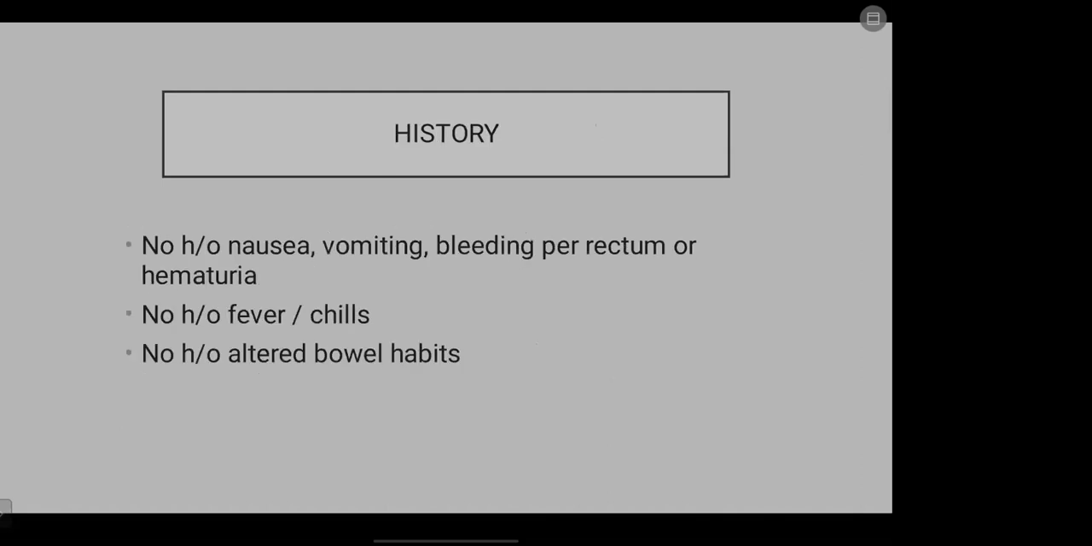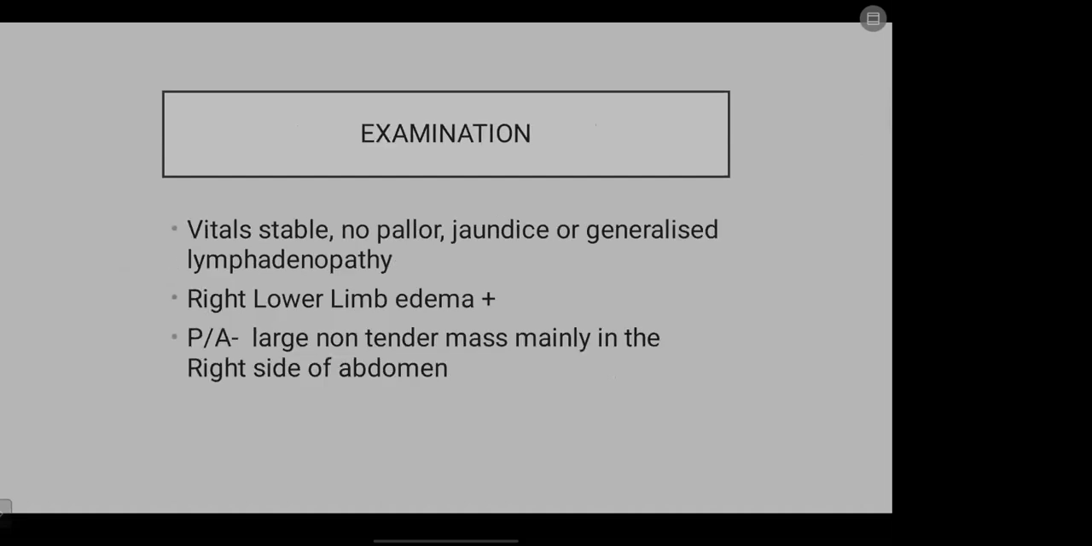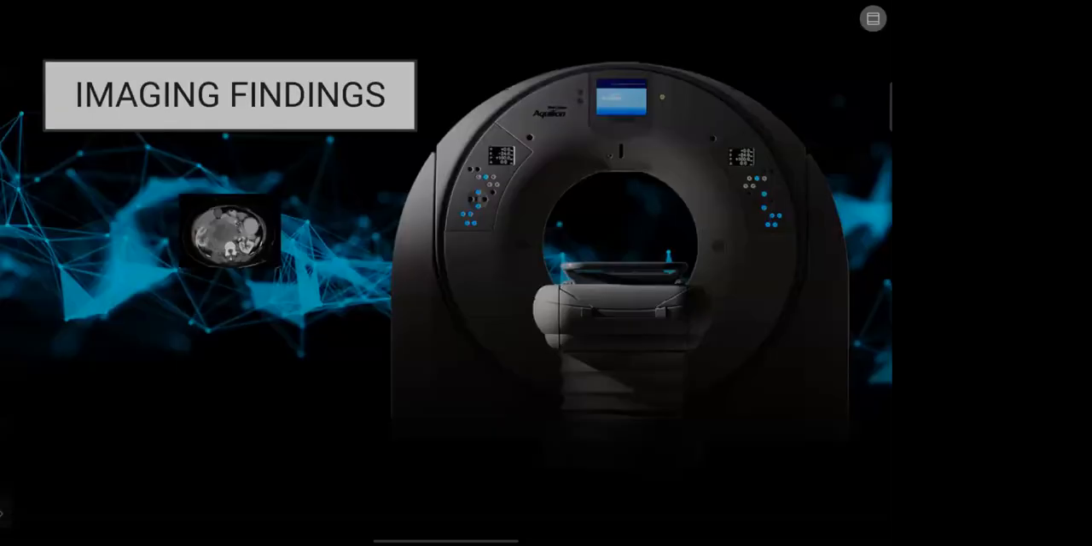There was no associated history of nausea, vomiting, bleeding by rectum, or hematuria. No history of fever or chills, and no history of altered bowel habits. On examination, vitals were stable. There was no pallor, jaundice, or generalized lymphadenopathy, and the right lower limb showed edema. Per abdominal examination showed a large non-tender mass, mainly in the right side of the abdomen.